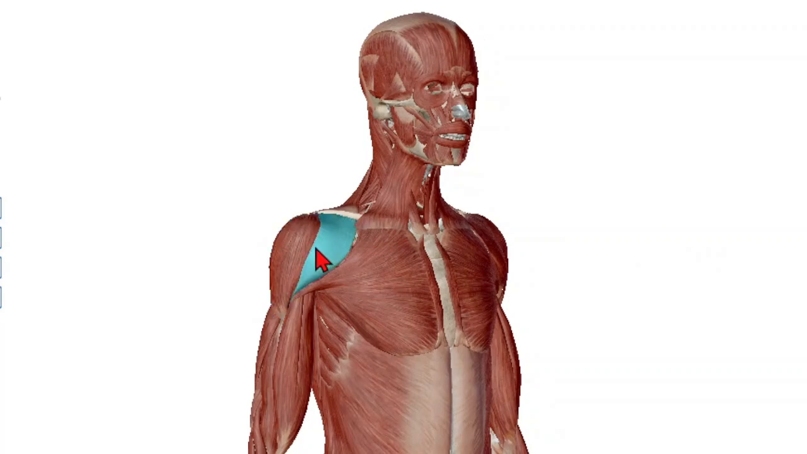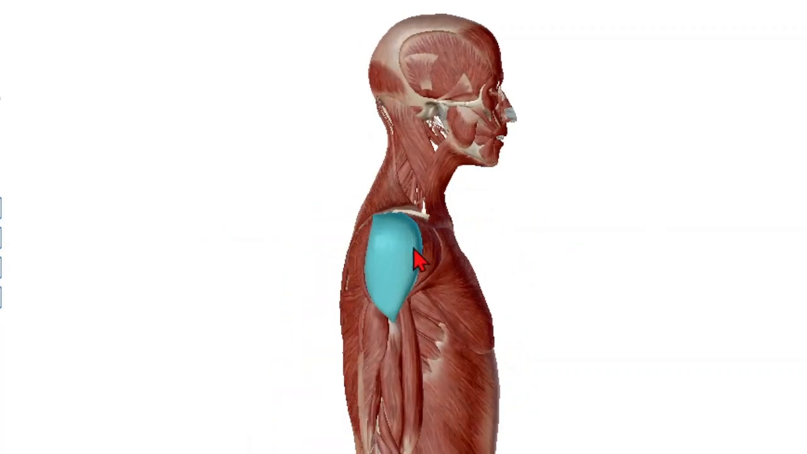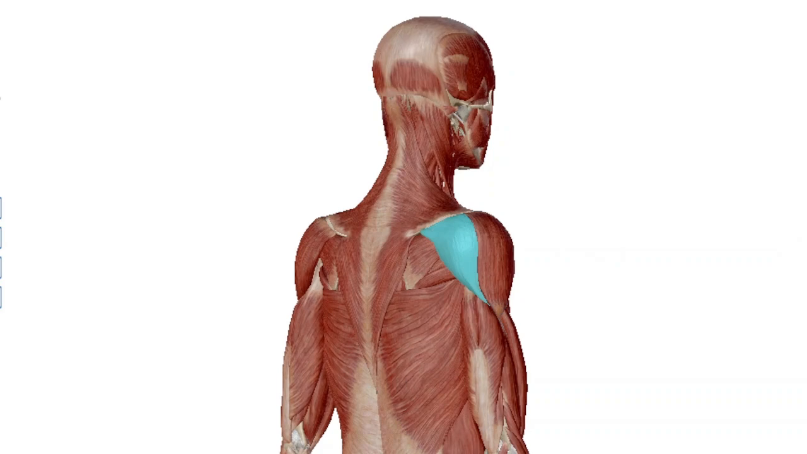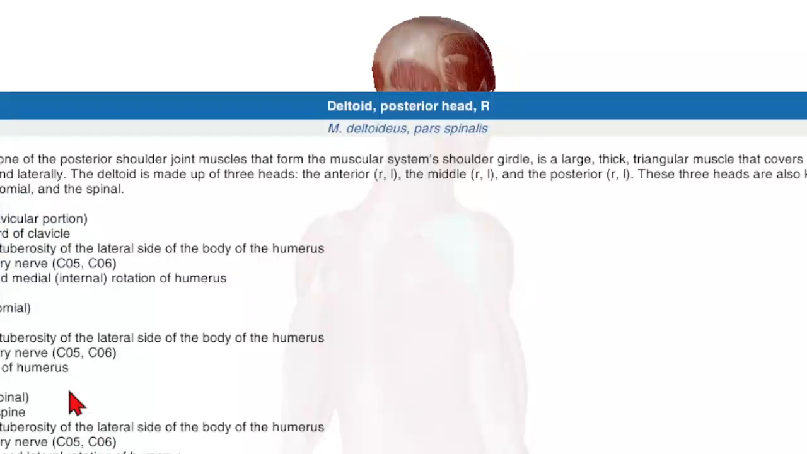This is the deltoid muscle. Deltoid muscle, you can see it. Another thing is about its insertion. Its insertion is on the lateral side of the humerus, and it attaches there. Where is the origin? The lateral third of the clavicle.